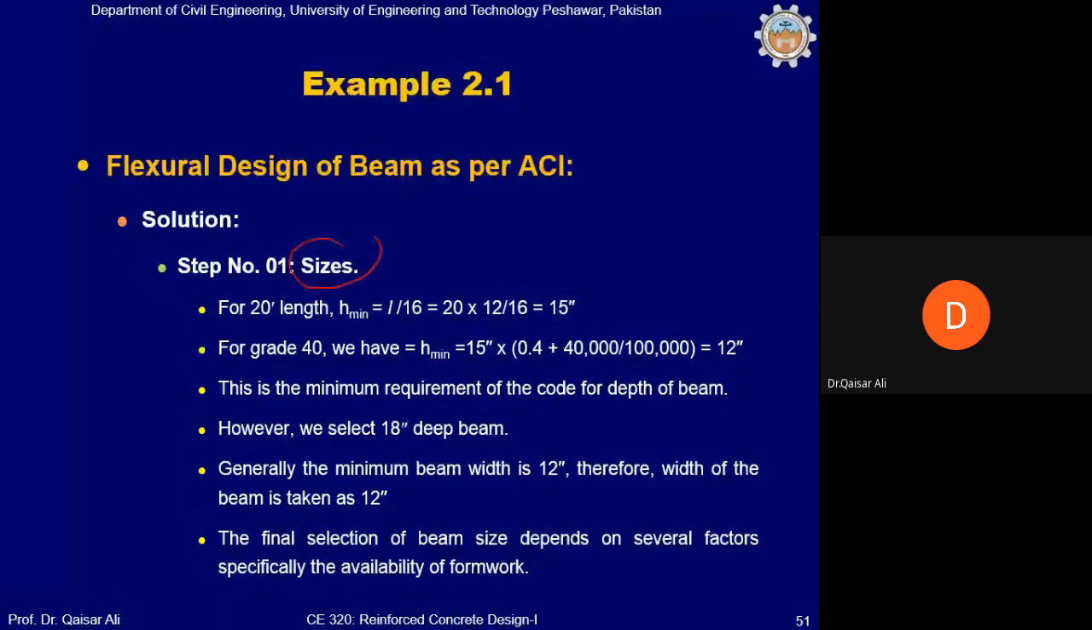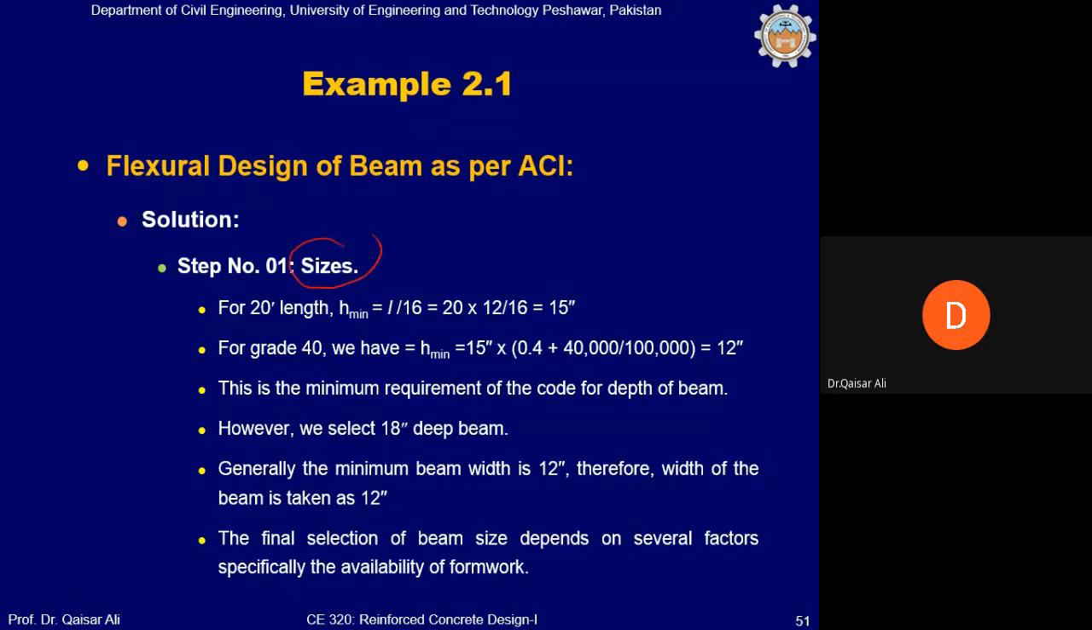So we have to look at the project from a holistic approach, which means that every step in the project must have to be considered before finalizing our design. And the selection of the size of the beam, which is directly related to the selection of the formwork, is one of the main steps in the selection of sizes of the beam or any other member.